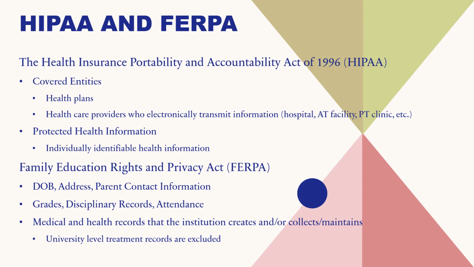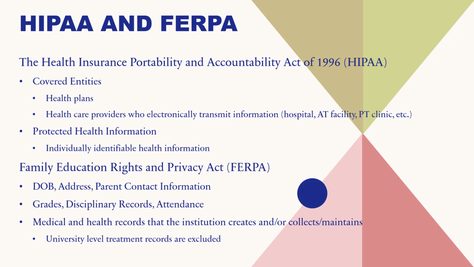This includes Texas A&M University Corpus Christi, but it may not include private institutions. There are different items that are covered under each policy, FERPA and HIPAA. But specific to our context, it covers a good amount of private identifying information, as well as any medical or health record you create or maintain at your institution.